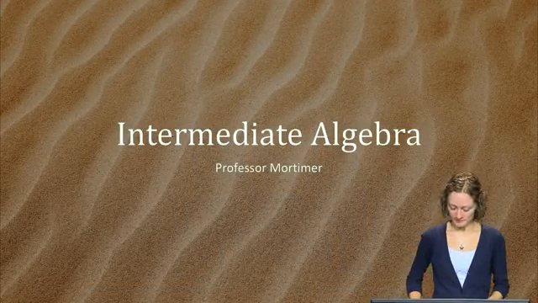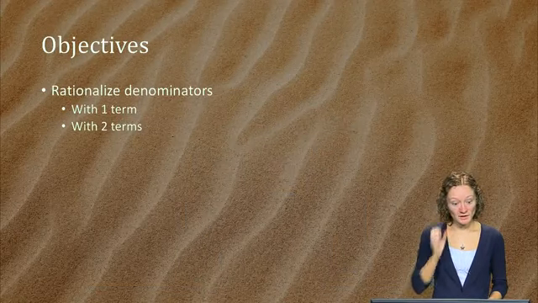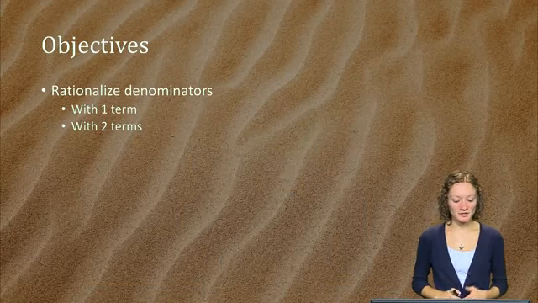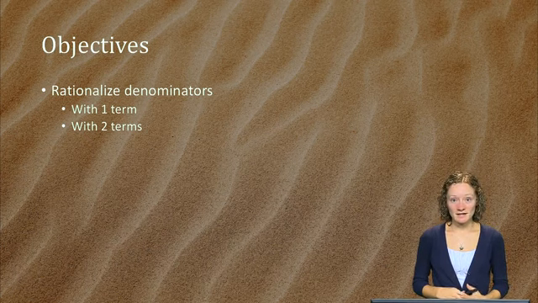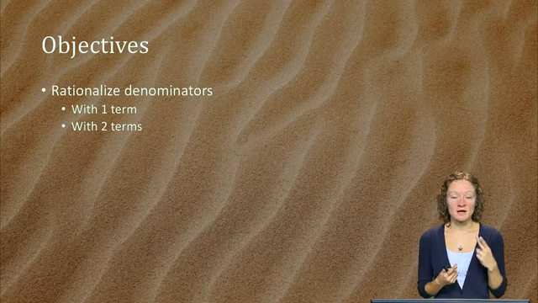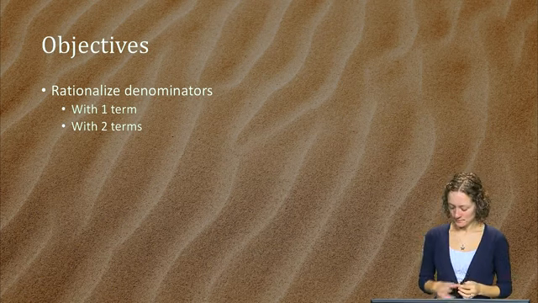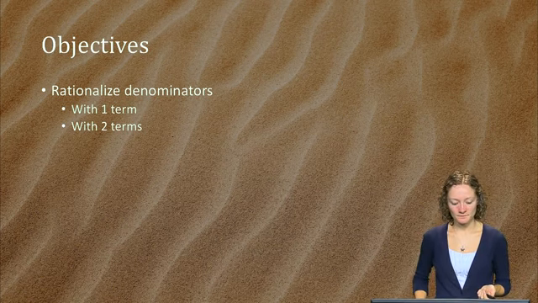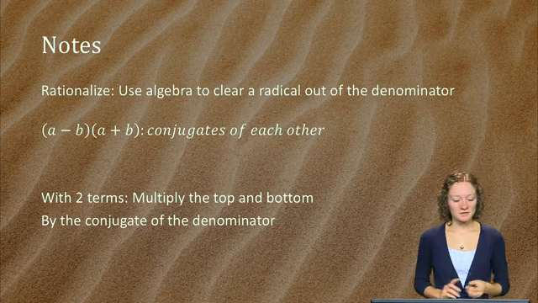In this video, we'll look at the quote-unquote division of radicals, or ultimately rationalizing radicals. So our one and only objective, which has two parts to it, is to rationalize denominators. And we'll do this with one-term denominators and with two-term denominators. We won't see anything more than that. So here are the notes.